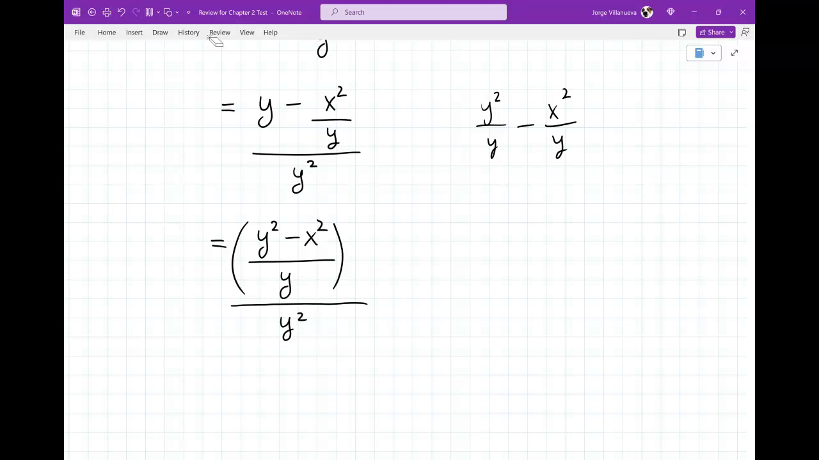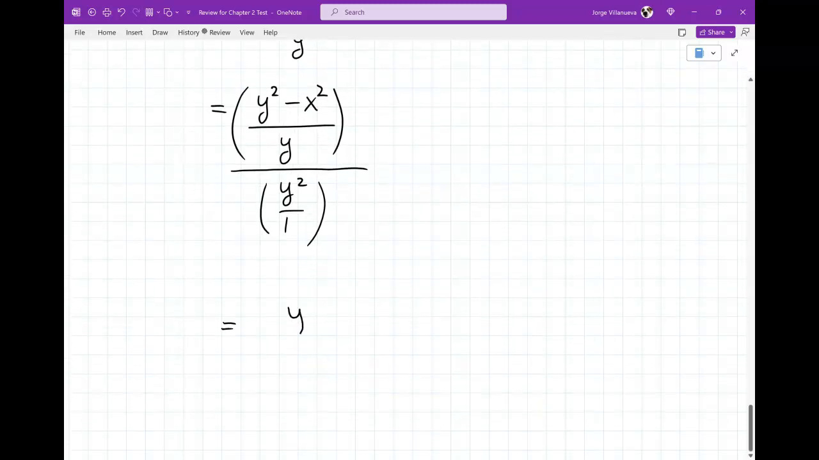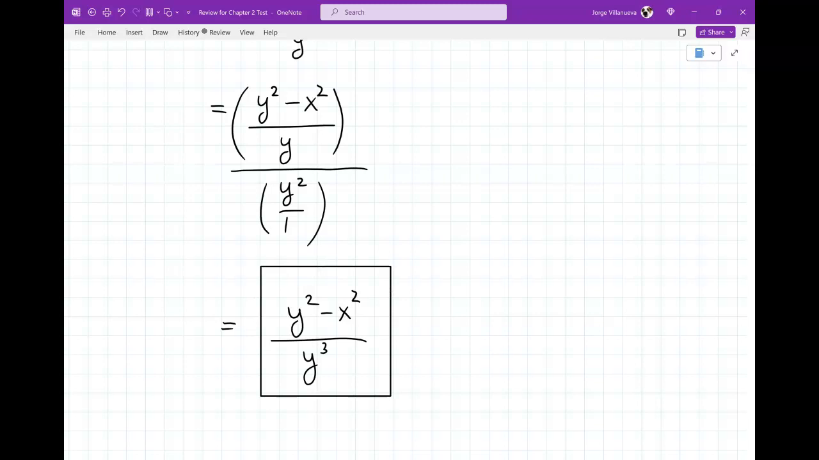A fraction divided by, if I may, a fraction is a product of a reciprocal, correct? So it's just this times 1 over y squared, which results in, here's your answer, y squared minus x squared over y to the third. And this is your answer.